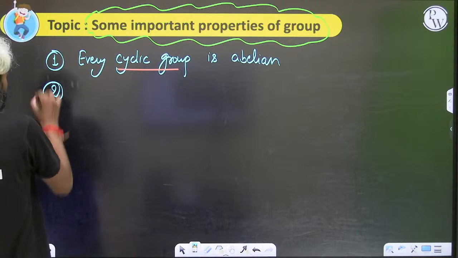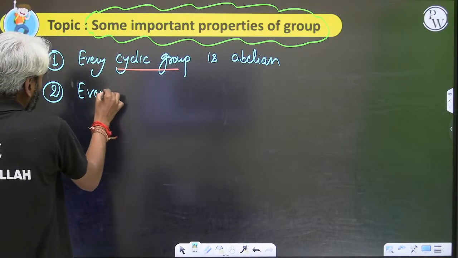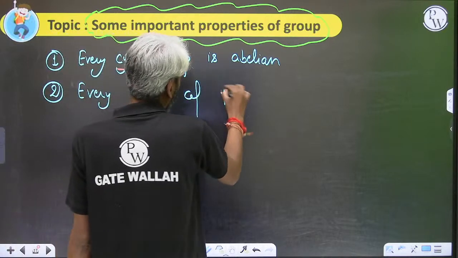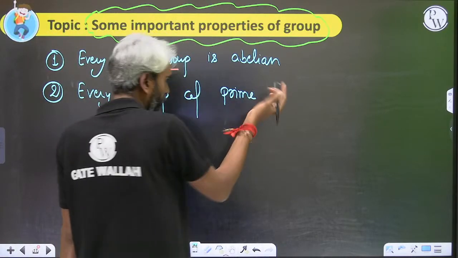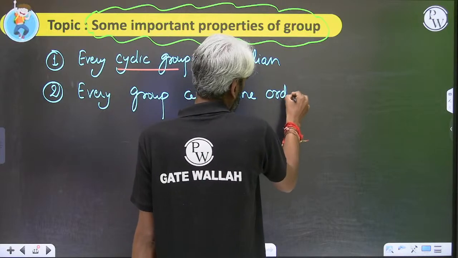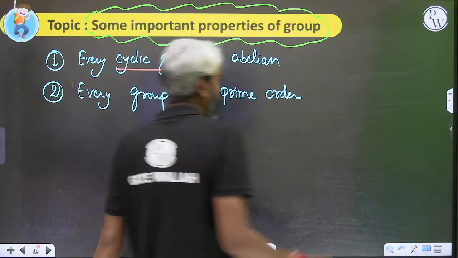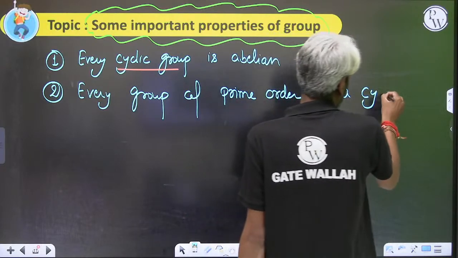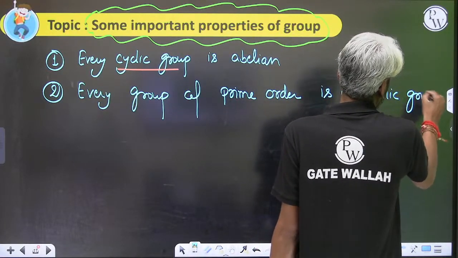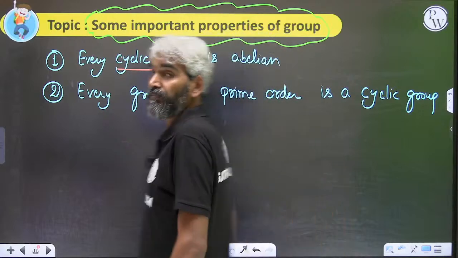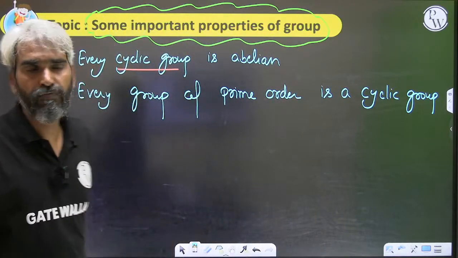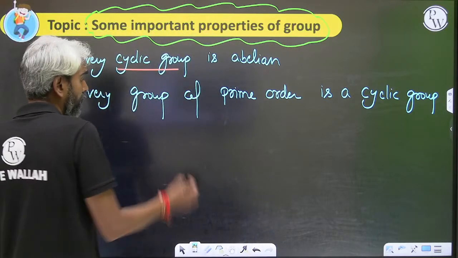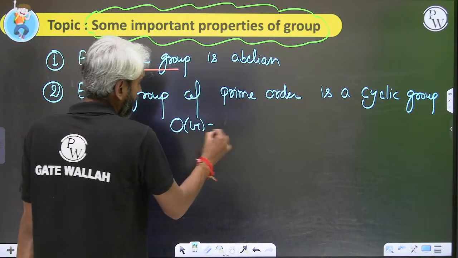Another is every group of prime order. I'll give you the intuition. Every group of prime order, that means if the number of elements in that particular group is equal to a prime number, then every group of prime order is a cyclic group. Why, sir? Sir, yesterday only we said that the order of an element of the group will divide the order of the group. Now let's assume that the order of group G is a prime number.